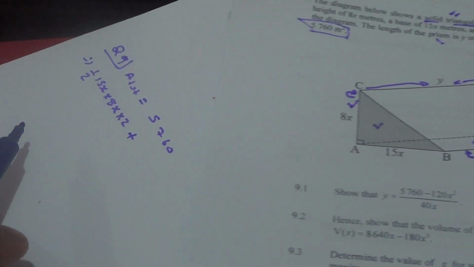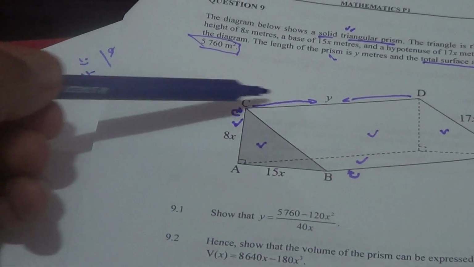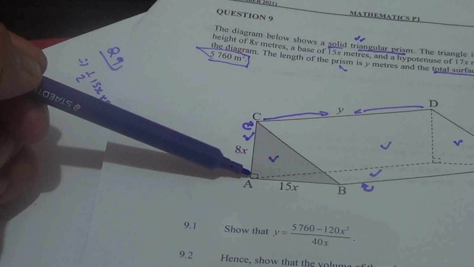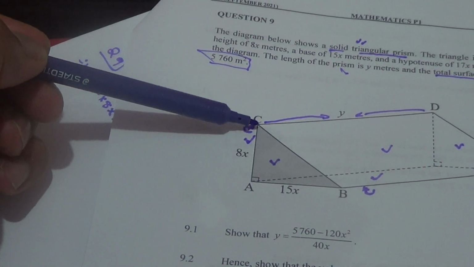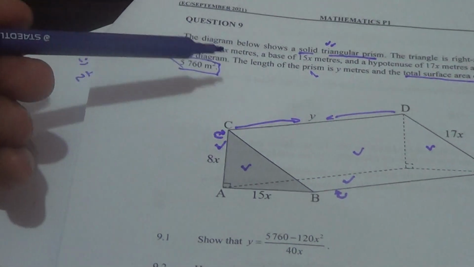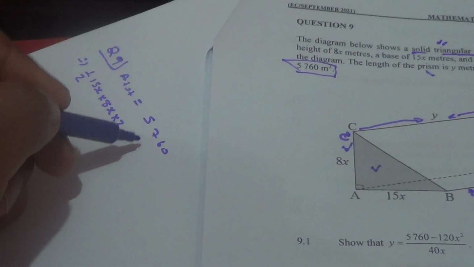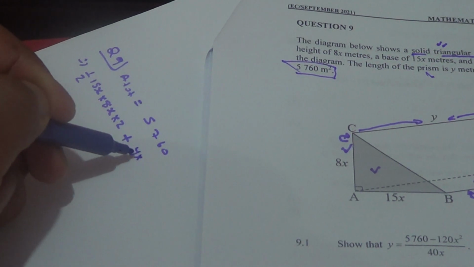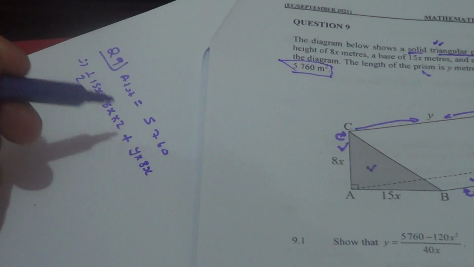Plus what? Now it's going to be the backward surface area, the surface behind. What is the breadth? The breadth is this 8 meters. The length is that y meters, because it's triangular, right? I mean, it's rectangular. So it's going to be length times breadth. So length is y multiplied by the breadth, which is 8x meters.